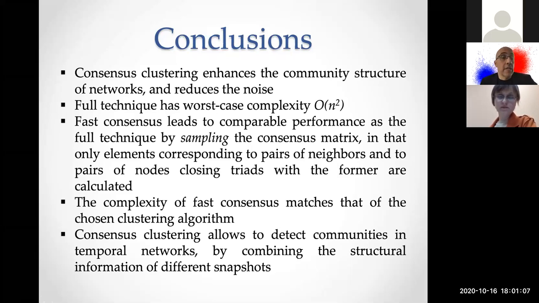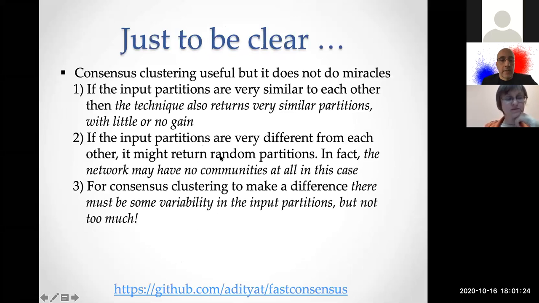If you use one of those techniques, this fast consensus clustering procedure is going to be linear. Because the way you construct the consensus matrix is linear, everything else is linear. So this is a way to save time and to be able to apply this technique on very large networks.